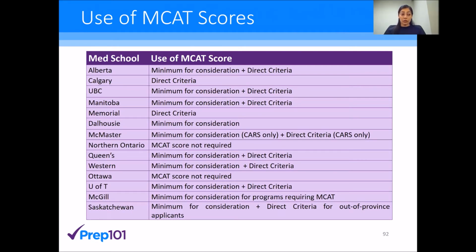Now, the other thing that you have to remember is not only are they looking at your total overall score, but most of these schools are also looking at the scaled score for each section.